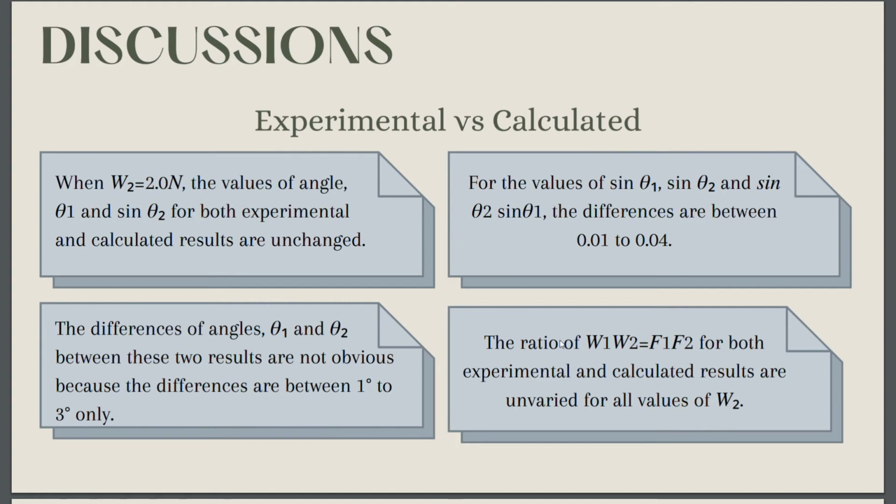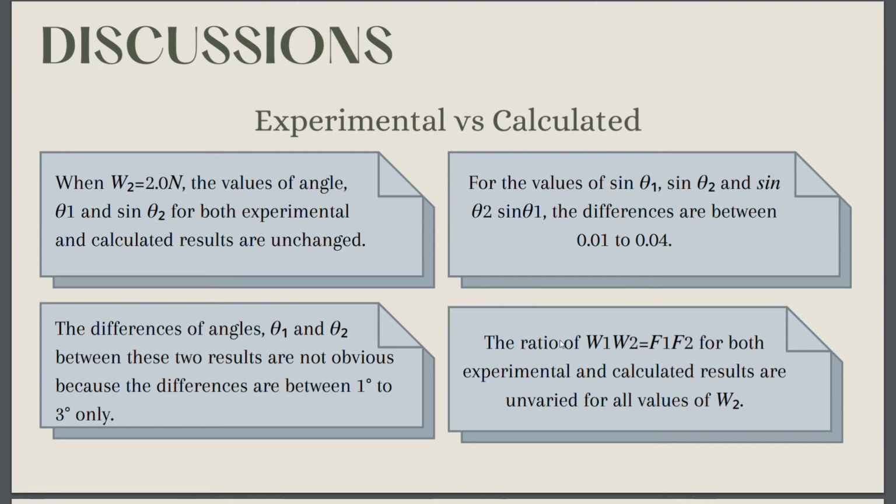Okay, for the discussion about the experimental and the calculated value, when the weight 2 is equal to 2.0 Newton, the value of angle for theta 1 and theta 2 for both experimental and calculated result are unchanged. So it is same for both results. And for the values of sin theta 1 and sin theta 2, the differences are between 0.01 and 0.04. It means between the experimental and calculated, there is a slight difference in the value.